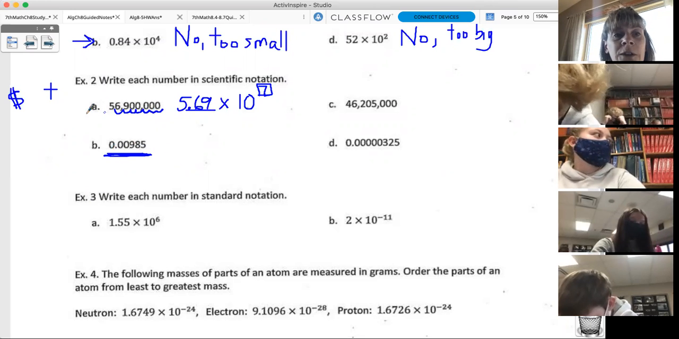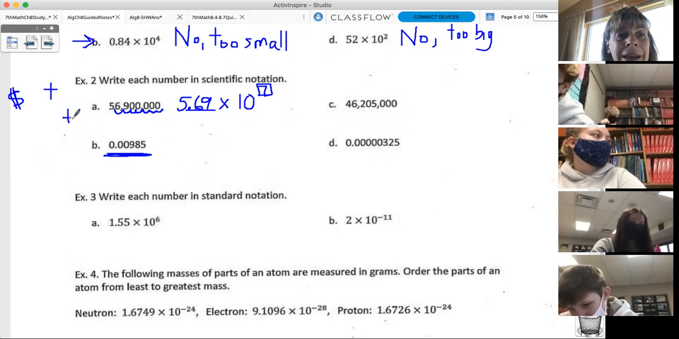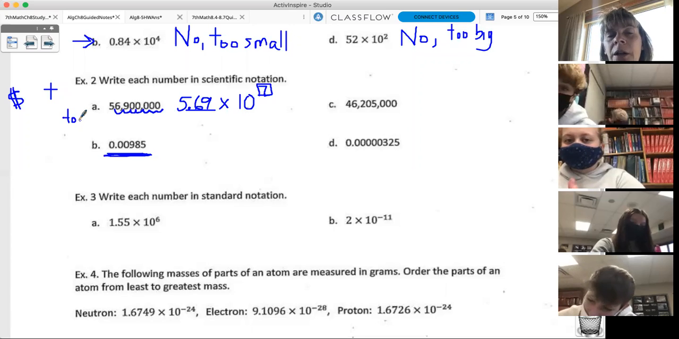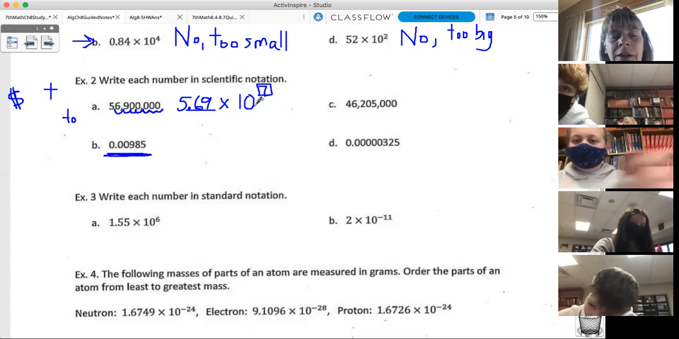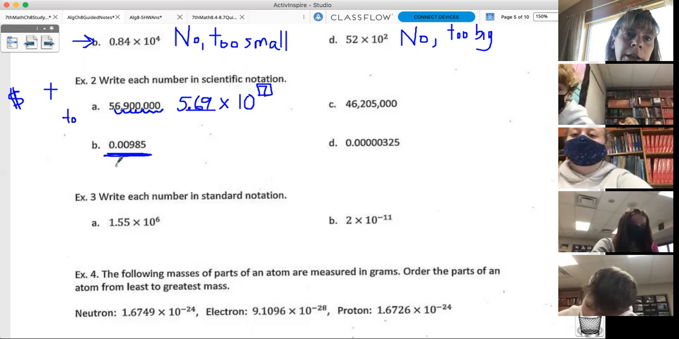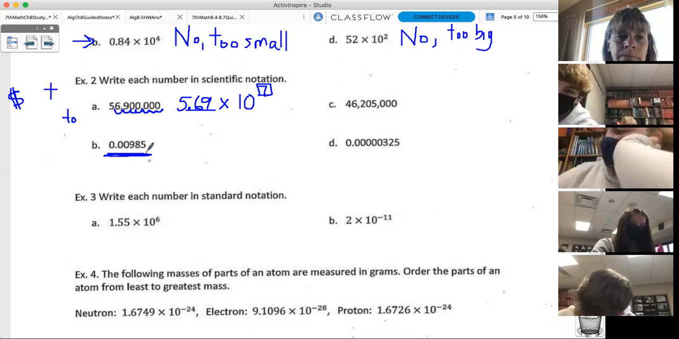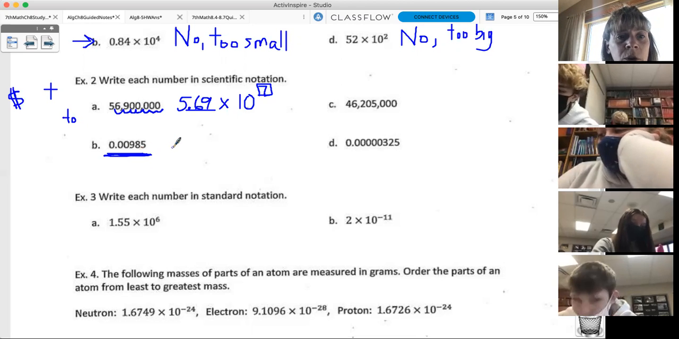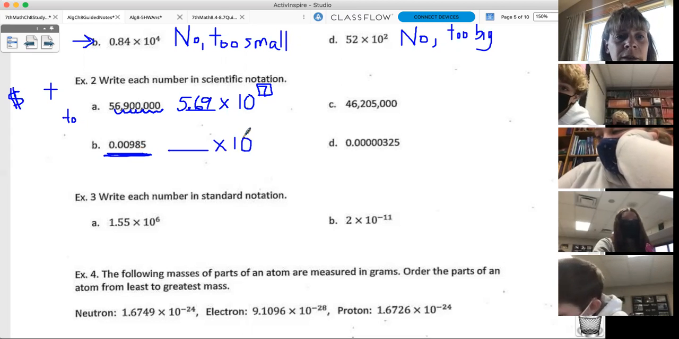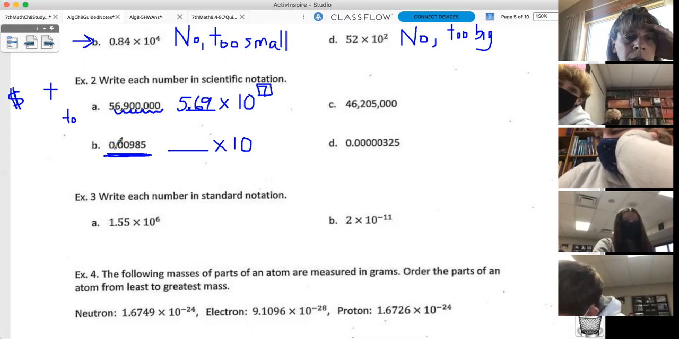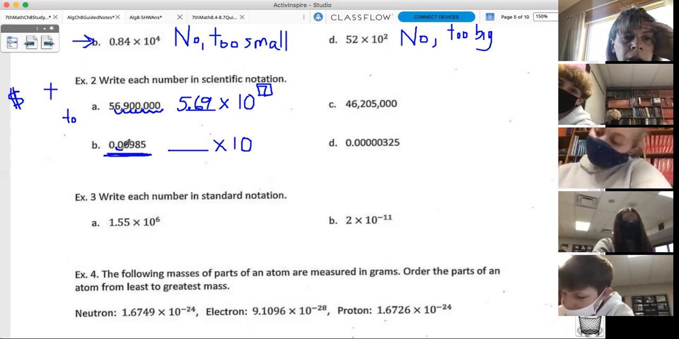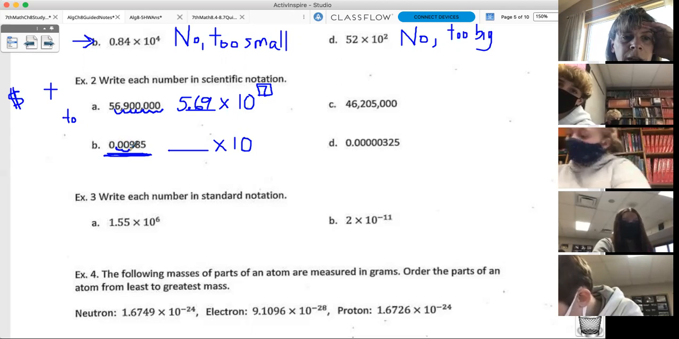All right, so here's the thing. If it's too big, if it's bigger than 10, it's going to be a positive. If it's less than 1, it's going to be a negative exponent. Okay. All right, so let's go ahead and do this one. We need to make this so that this is between 1 and 10. Right now, too small. Decimal's here, so I'm going to have to move it this way in order to get it to be between 1 and 10, right?